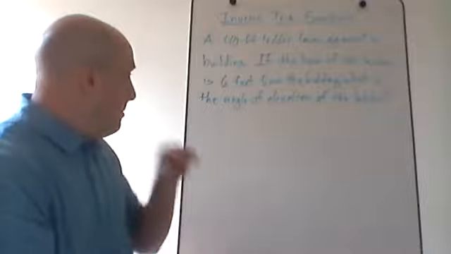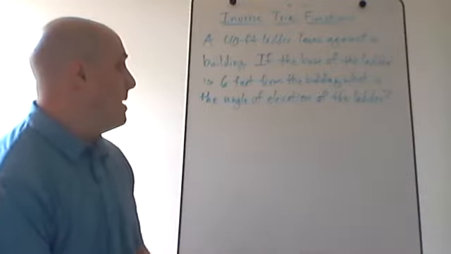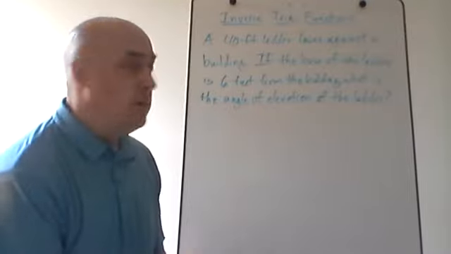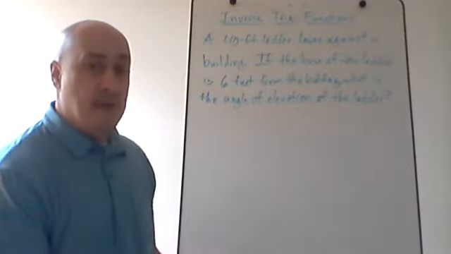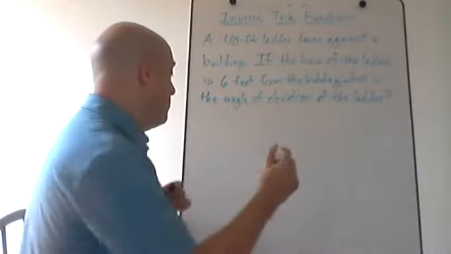All right, next example here. A 40-foot ladder leans against a building. If the base of the ladder is 6 feet from the building, what is the angle of elevation of the ladder? All right, so for this one, first thing I'm going to do is draw a picture of this situation.